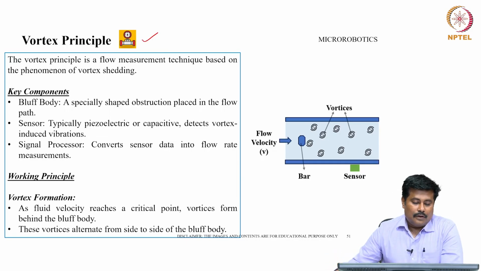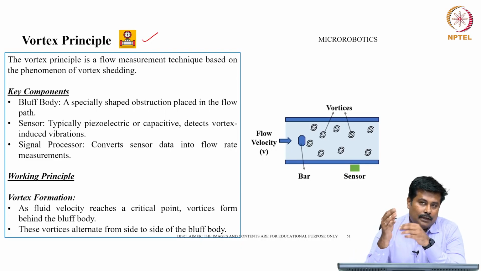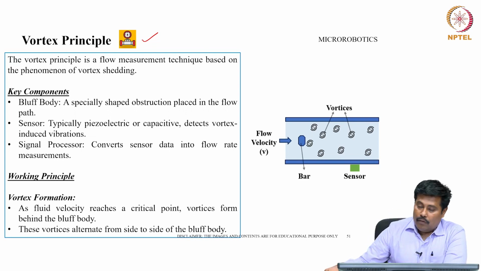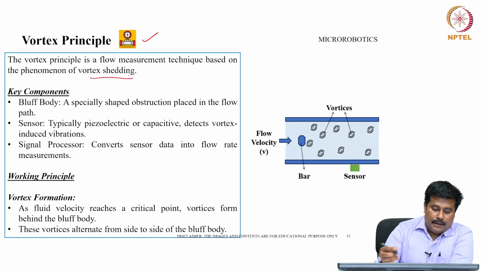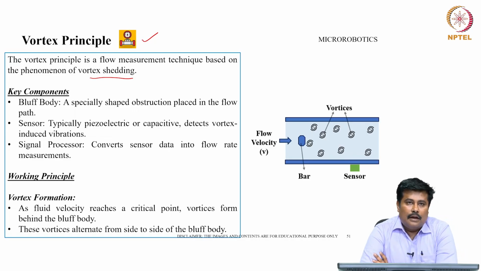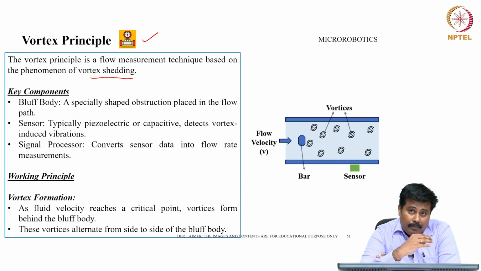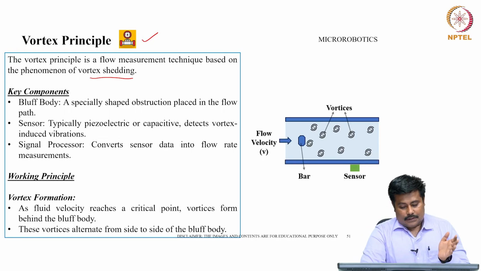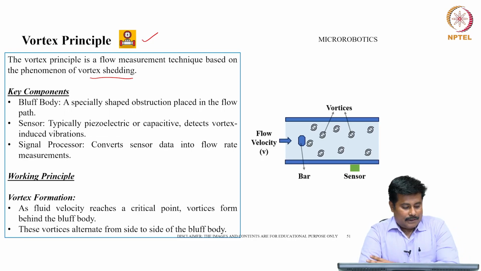Now, let us take the next configuration, which is called the vortex principle. In the case of vortex flow based measurements, these techniques are based on the principle of vortex shedding. The key components involved are the bluff body, a specially shaped obstruction placed in the flow path. The sensor, typically piezoelectric or capacitive, detects the vortex induced vibration. The signal processor converts the sensor data into a flow rate measurement.